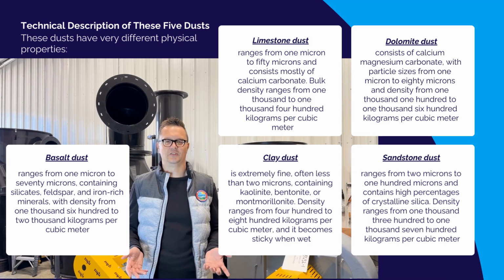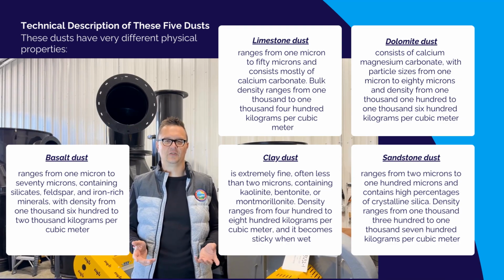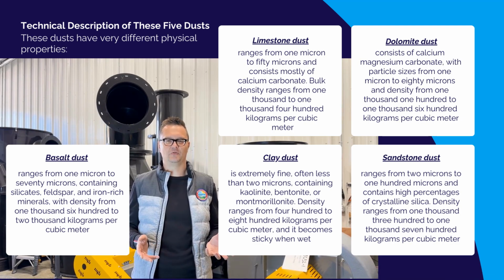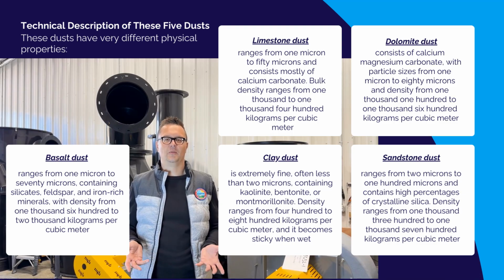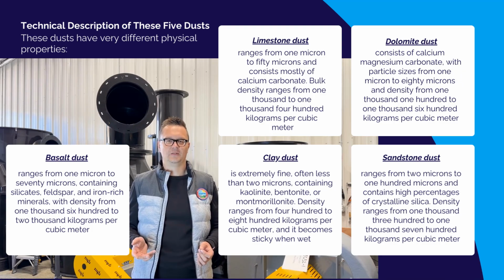Second, dolomite dust consists of calcium magnesium carbonate with particle sizes from 1 micron to 80 microns and density from 1,100 to 1,600 kilograms per cubic meter. Third, clay dust is extremely fine, often less than 2 microns, containing kaolinite, bentonite, or montmorillonite. Density ranges from 400 to 800 kilograms per cubic meter, and it becomes sticky when wet.